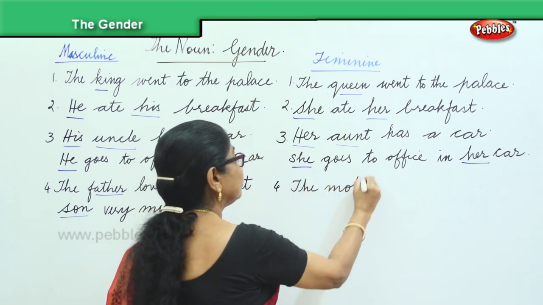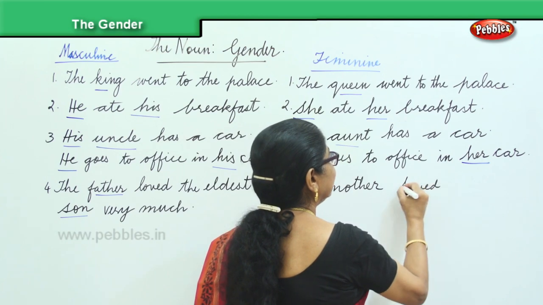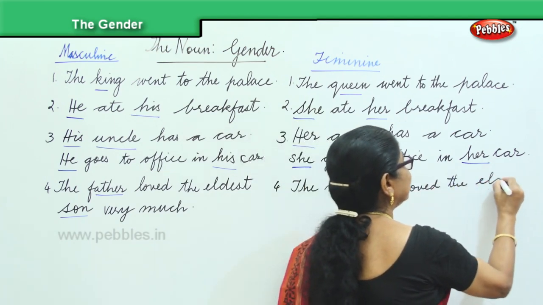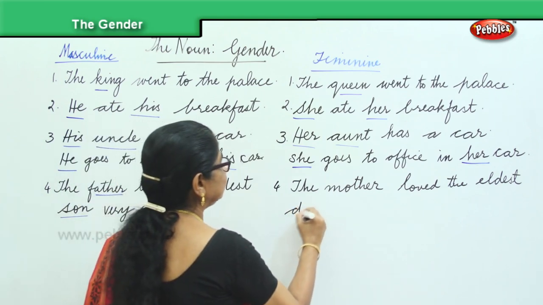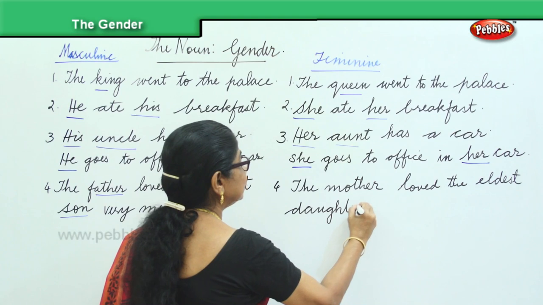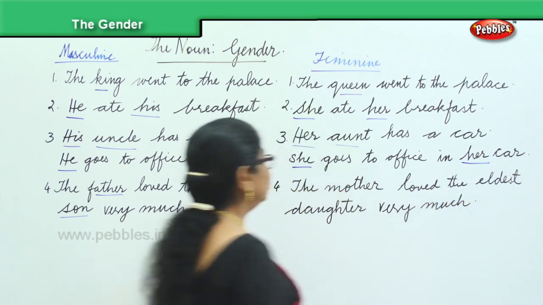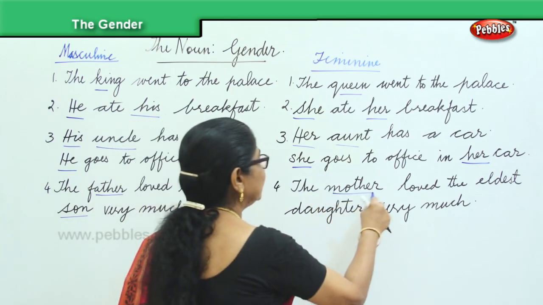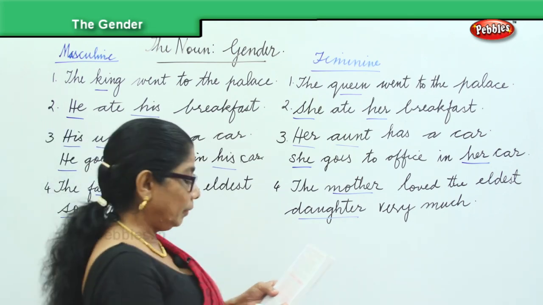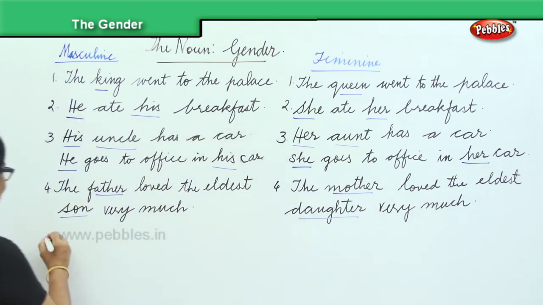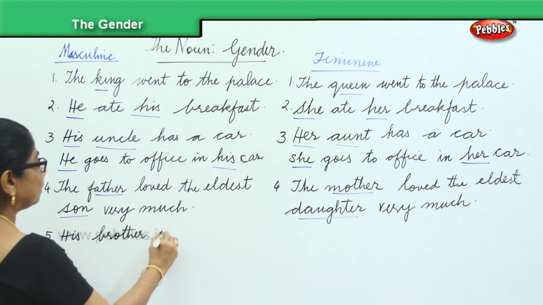The mother loved the eldest daughter very much. What have we done here? We changed the father to mother. Son becomes daughter. Okay? Then the next one is, his brother is an actor.